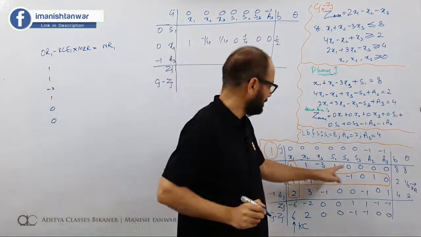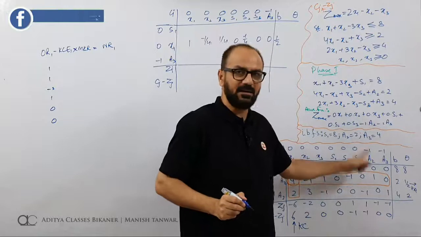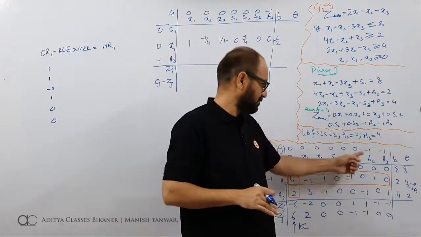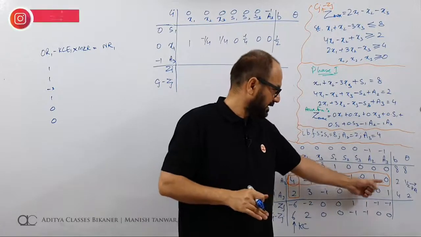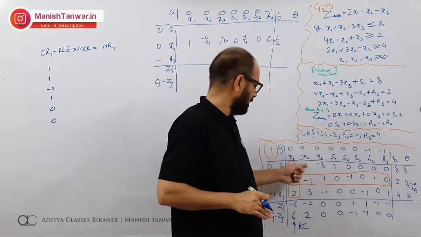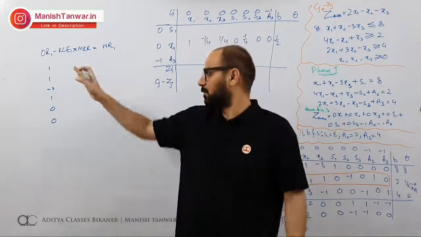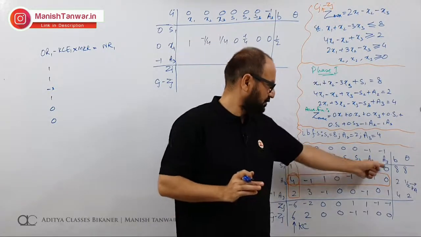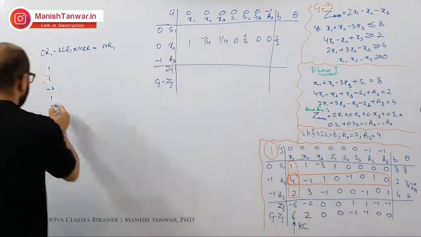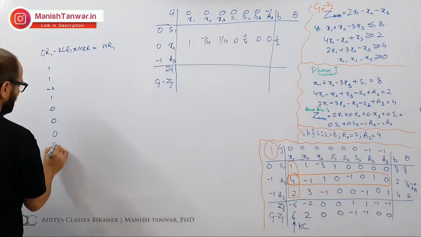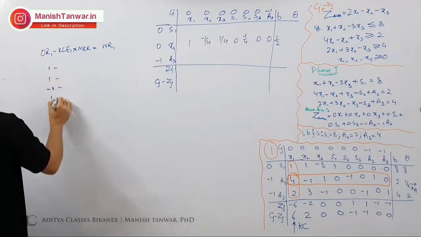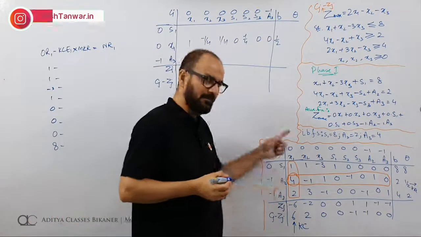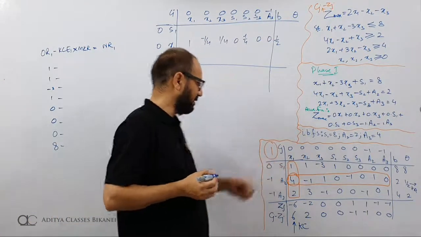1, 1, minus 3, 1, 0, 0. A2 we are ignoring from this point onwards because A2 has become the outgoing variable. So, A2 will not be calculated. A3 is 1, 1, minus 3, 1, 1, 1, minus 3, 1, 0, 0, 0, 0, 0, 0, and the last one is 8. Minus key column element 1, key column element 1.